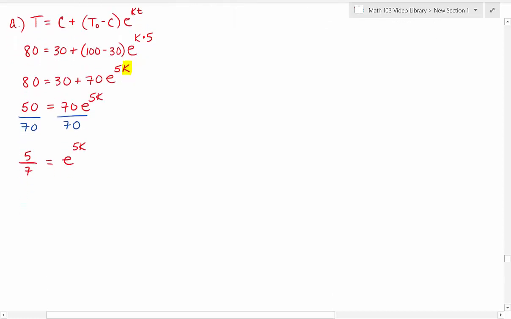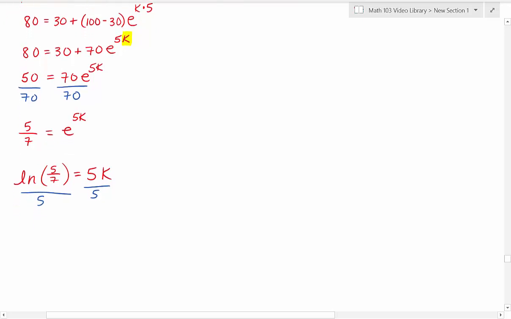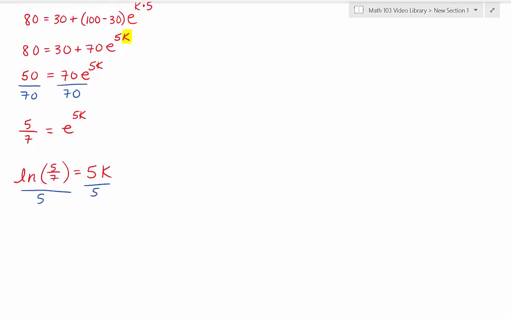Now we'll rewrite it in logarithmic form. Since our exponential base is e, we need to use logarithmic base e, which is our natural log. So the natural log of 5/7 is equal to 5k. And then lastly, we want to divide by 5. You don't want to find the natural log of 5/7 first and then divide that decimal by 5, because then we'll be rounding upon rounding. So we get that k is equal to the natural log of 5/7 divided by 5.